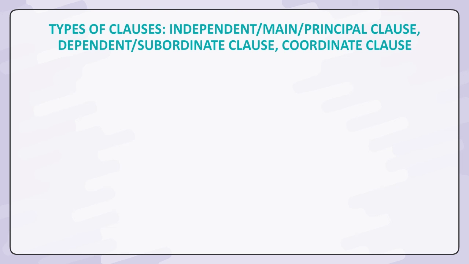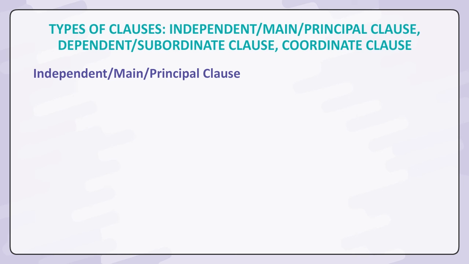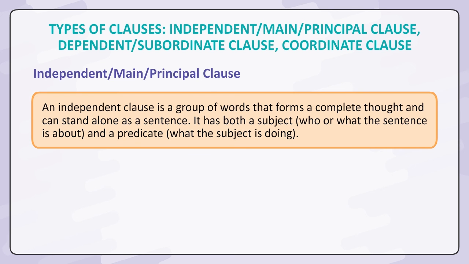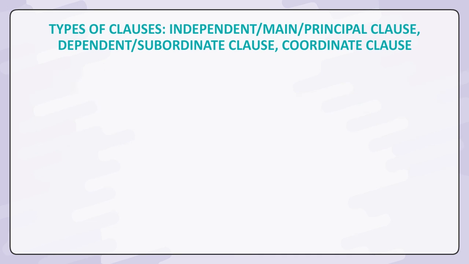Types of clauses: independent, main, principal clause, dependent, subordinate clause, coordinate clause. There are two kinds of clauses: independent, main, principal clause and dependent, subordinate clause. Independent, main, principal clause. An independent clause is a group of words that forms a complete thought and can stand alone as a sentence. It has both a subject, who or what the sentence is about, and a predicate, what the subject is doing. Example: she loves to read books. This is an independent clause because it can stand alone as a complete sentence.